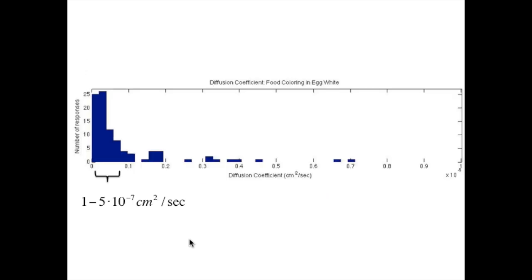So this histogram shows us how the diffusion occurred of food coloring in egg white. And it seems like this diffusion was a little bit slower. Overall, most people measured somewhere in the range of 1 to 5 × 10⁻⁷ centimeters squared per second. So the diffusion of food coloring was a little bit slower, about 10 times or so, roughly slower.